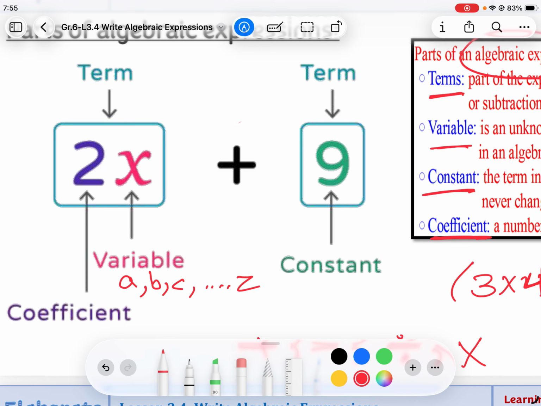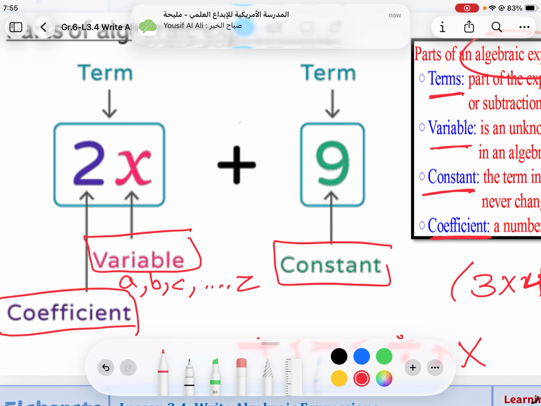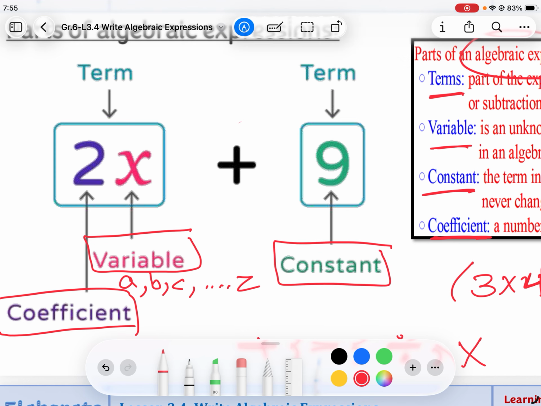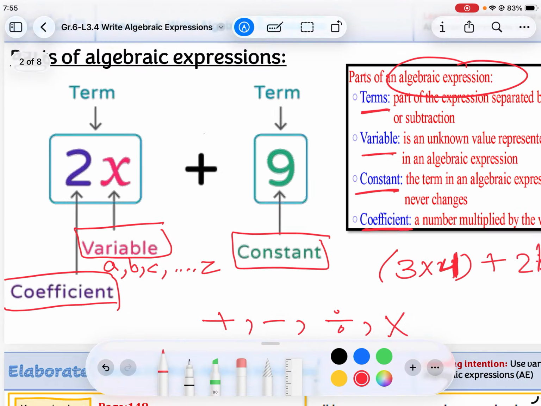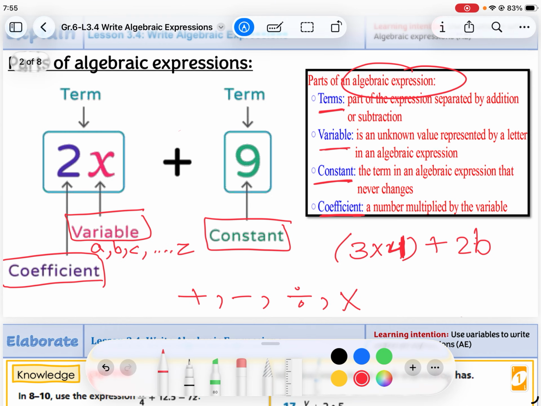Again, the number that's multiplied with the variable is called a coefficient. x is called a variable. The number that stands alone, we call it a constant. Okay, so these are the parts of an algebraic expression.